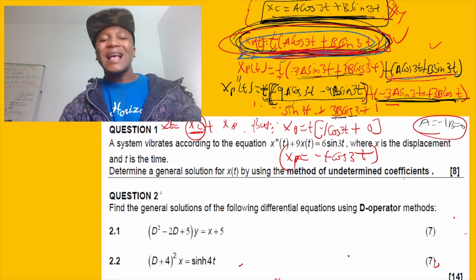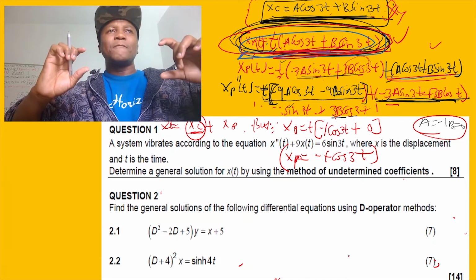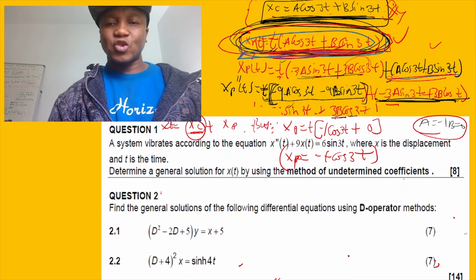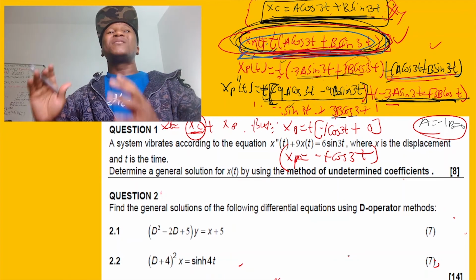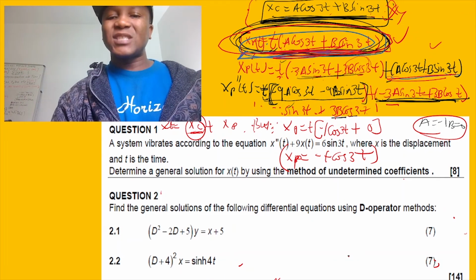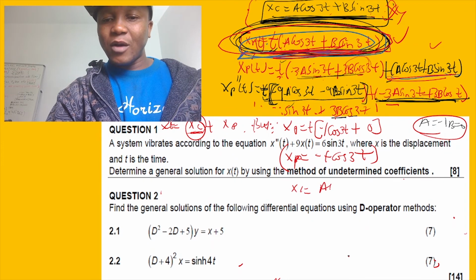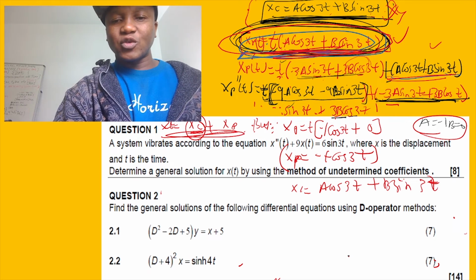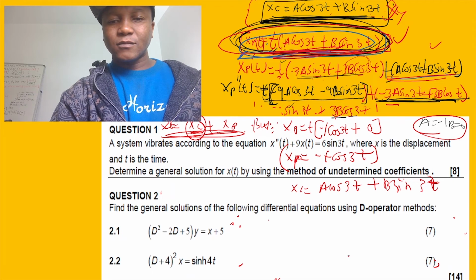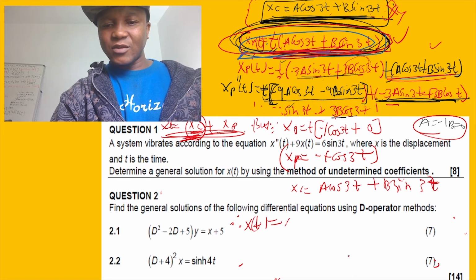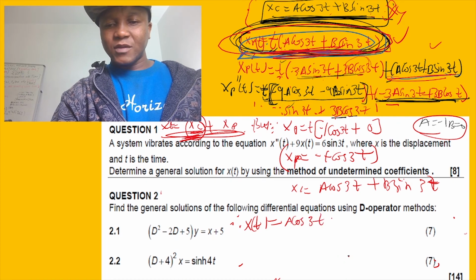No, you cannot substitute there, because those a and b, you did not use in the auxiliary solution. You got them from the particular solution. So the auxiliary solution stays the way it is: a cos 3t plus b sine 3t. So let's put it together now. Our general solution they're looking for equals the auxiliary solution, exactly how it is, a cos 3t plus b sine 3t.